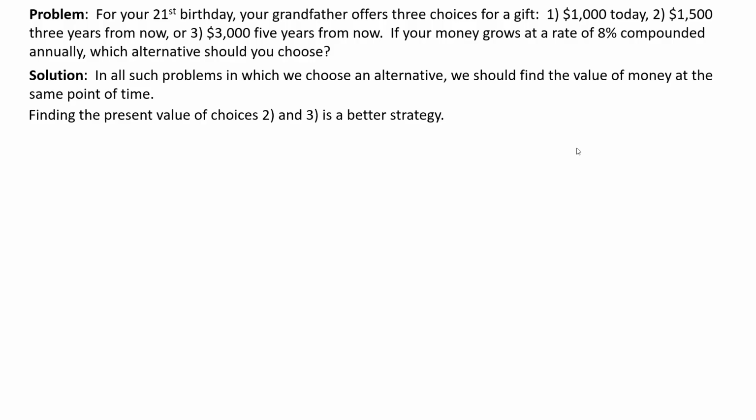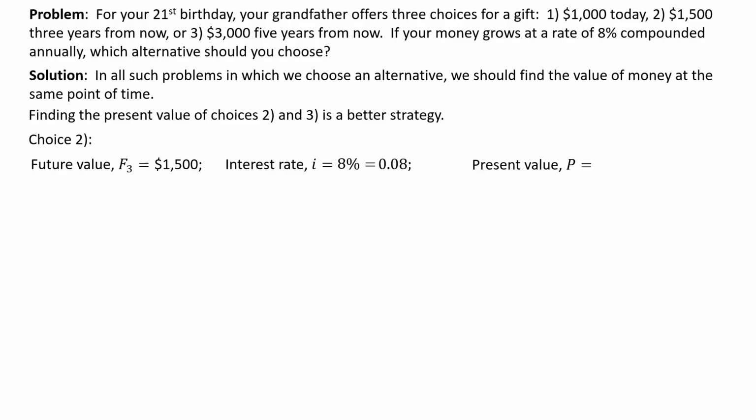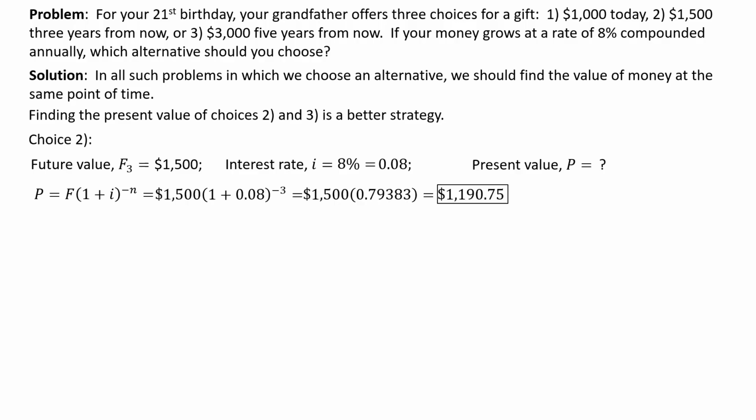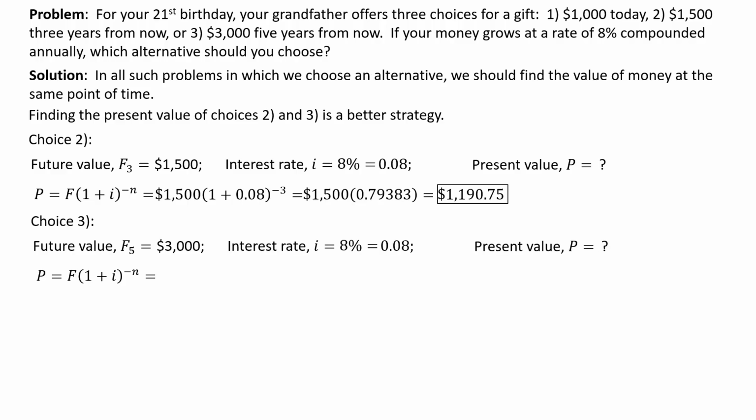1,000 is already the present value. So let's focus on choice 2, 1,500 3 years from now. That is the future value. Interest rate is 8%, and present value is what? We'll use the formula, and that turns out to be 1,190. So when your grandpa gives you $1,500 3 years from now, it's exactly the same as getting 1,190 today. That's the point.